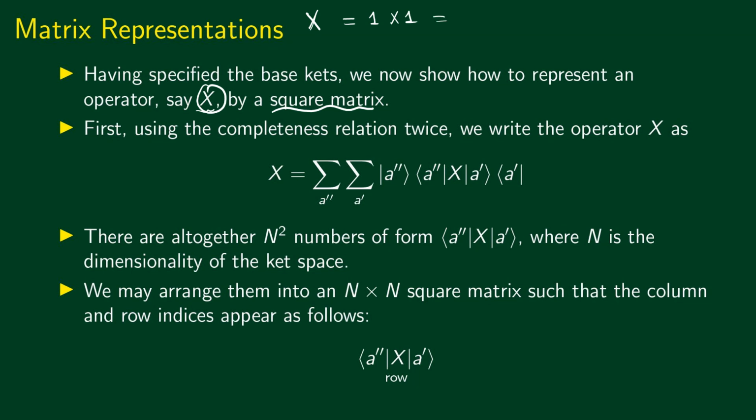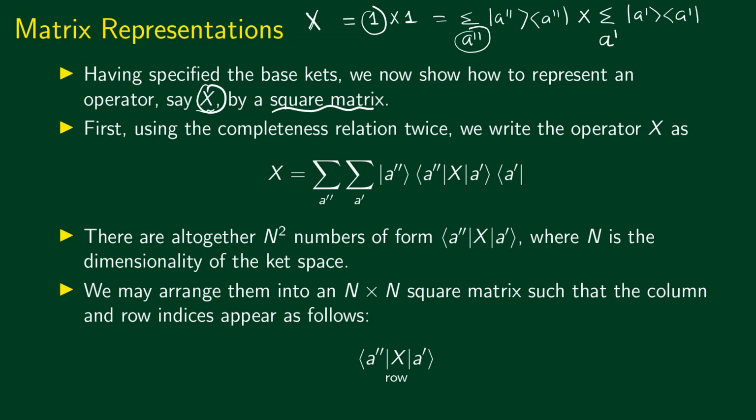Now I can write this identity operator using the completeness relation of the base kets. I can write this as sum over a double prime, ket a double prime, bra a double prime. This is the identity operator, and I have used a double prime as the summation index. I have done nothing more than writing the first identity operator here. The X is sitting there. Now I can also introduce a second identity operator, sum over a prime, ket a prime, bra a prime. Since I have used the index a double prime here, I should use a different index here. That's why I have used a prime.